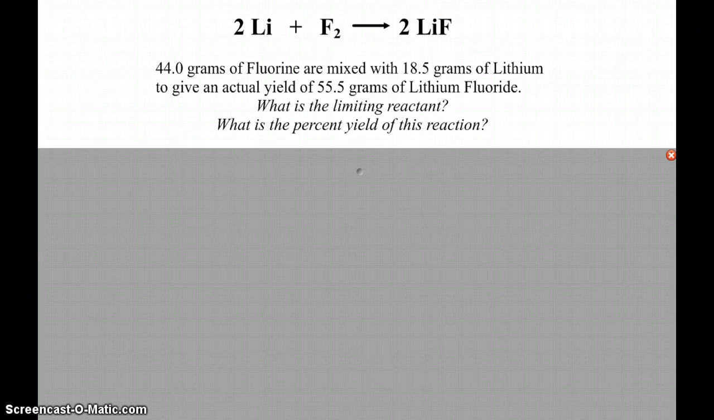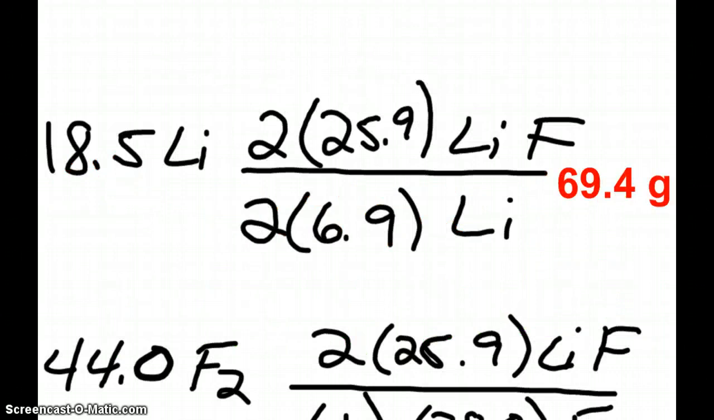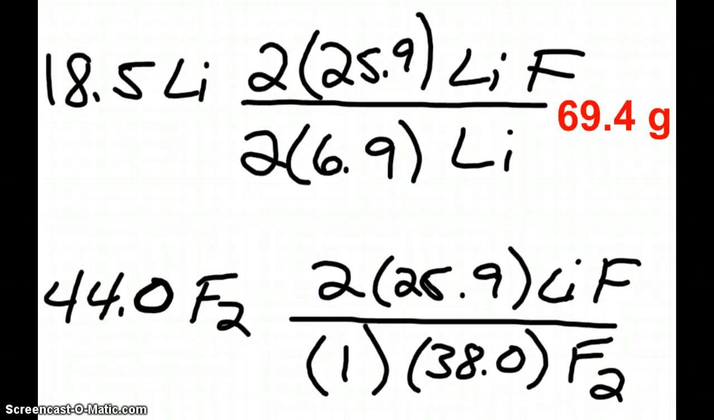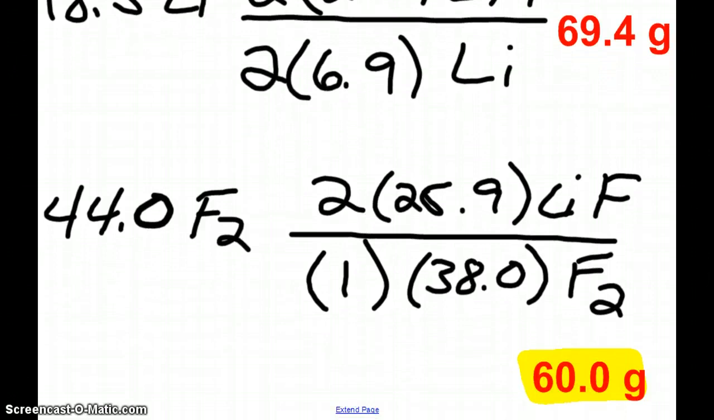So again, the two mass problems. This is the dimensional analysis way. So I have my 18.5 grams of lithium. If I use all that, then I can make 69.4 grams of the lithium fluoride. 44 grams of fluorine. If I use all that, I can make 60 grams of the lithium fluoride. Here it is in the short version. Again, 18.5 grams of lithium can make the 69.4 grams of the lithium fluoride. 44 grams of fluorine can make the 60 grams of lithium fluoride.